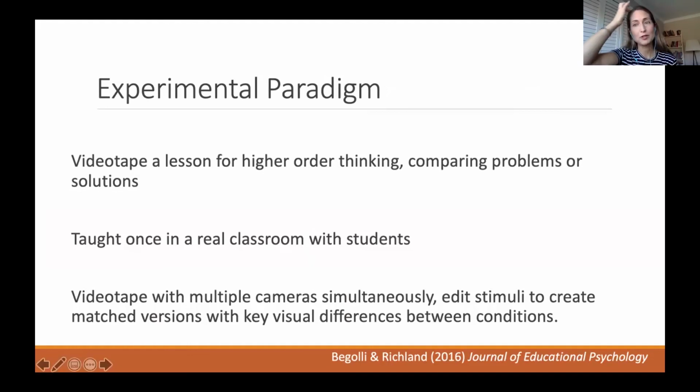And what we typically do is we videotape a classroom, a real classroom lesson that is designed to require relational thinking. Many of our studies look at comparing either problems or solutions. We teach it in the classroom once with real students, videotape with multiple cameras simultaneously, and then we can edit those videos to create stimuli that are identical, but with whatever piece we want to manipulate being different, right?